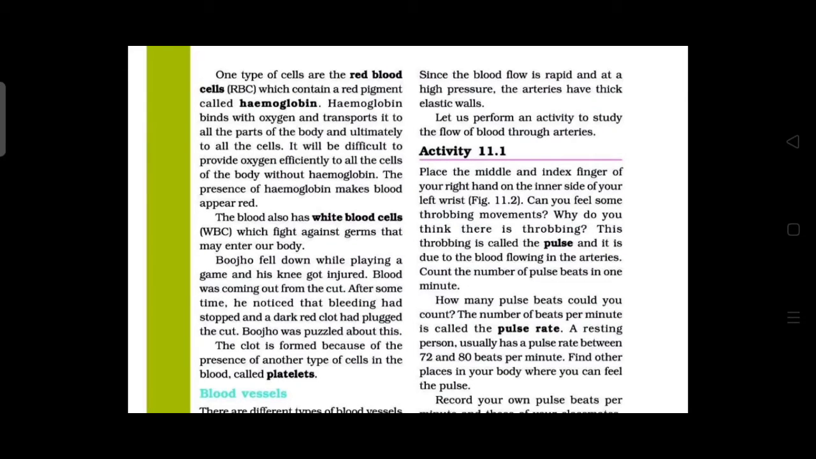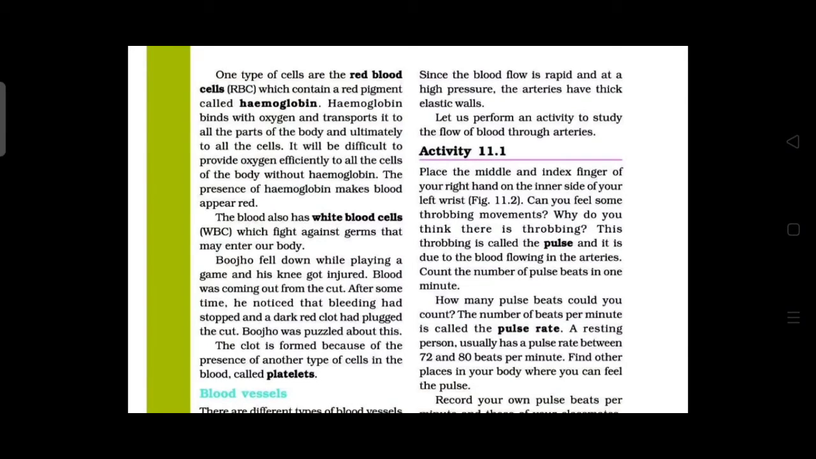It is also another type of cell. Which fights against what? Germs that may enter our body. It protects our body and fights against the germs. The germs don't affect the body. The white blood cells are protecting our body.